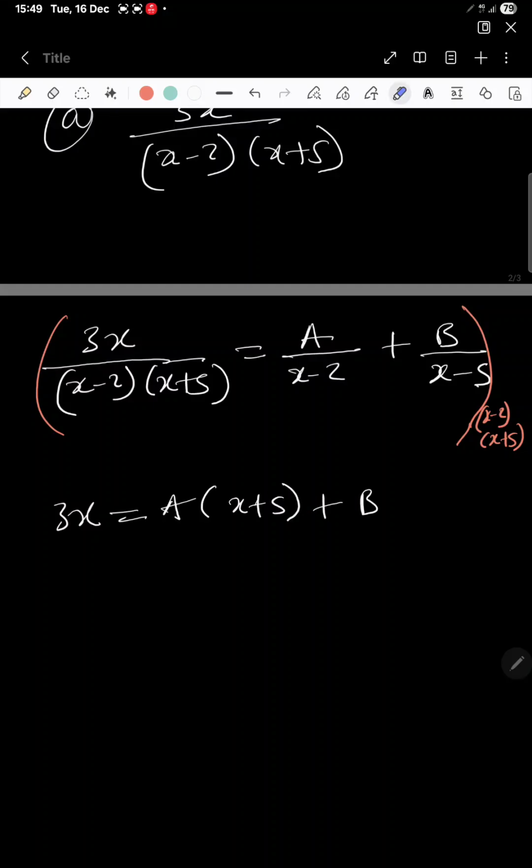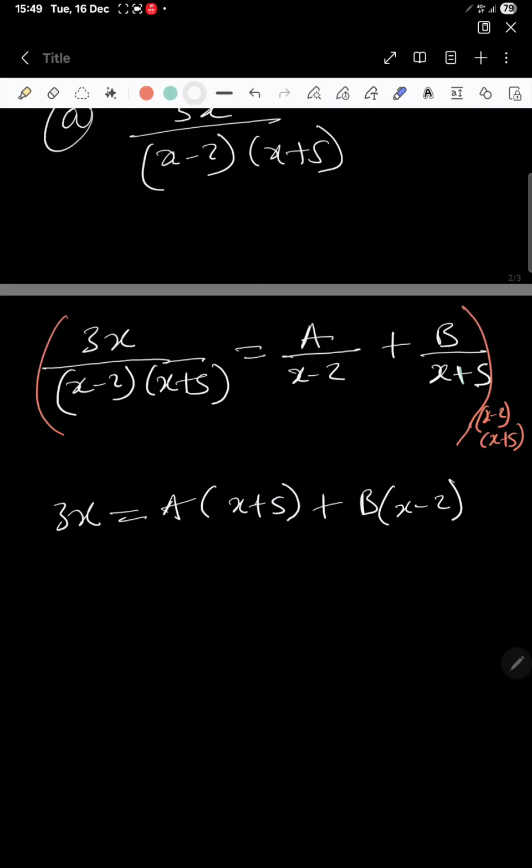When you multiply this and this, you're going to find that the x minus 5 and the x plus, oh, this is supposed to be a plus here. All right, this is supposed to be a plus like that. So that when you multiply this and this, you find that the x plus 5 and the x plus 5 will go, and then you remain with b times (x minus 2), like that.